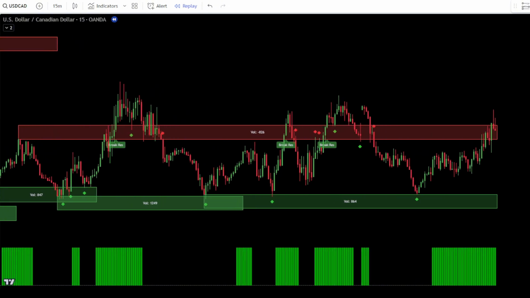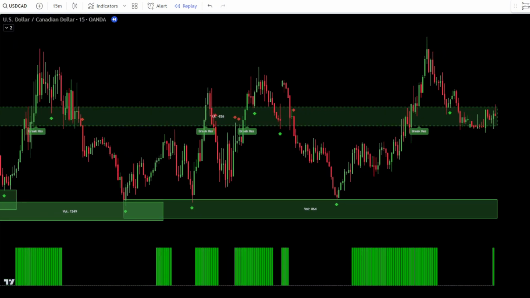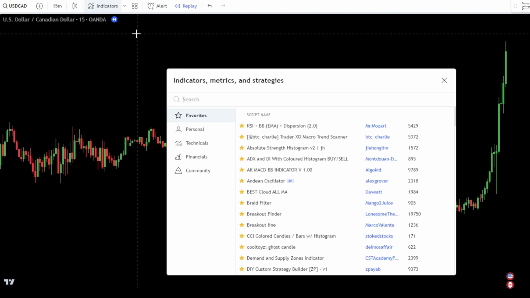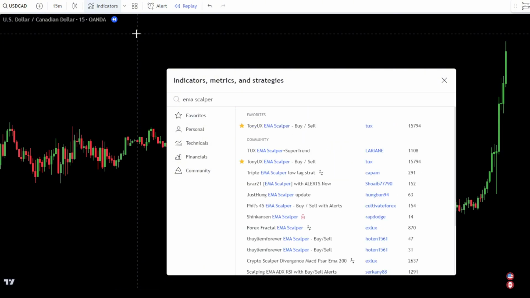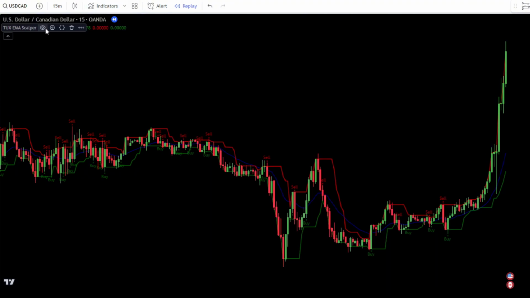Let's get started. To use this buy-sell indicator, you can access TradingView. Then, go to the Indicator Search tab. In the Search tab, type EMA Scalper. Next, simply select the EMA Scalper indicator by tux. After that, adjust the settings on the EMA Scalper indicator.